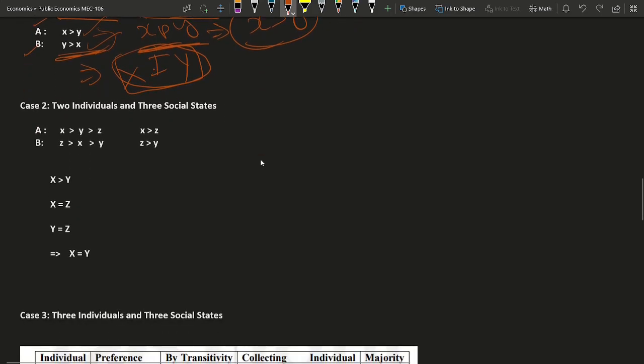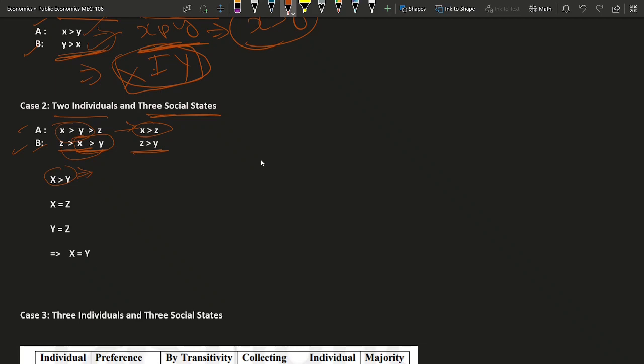The next case is two individuals and three social states. Suppose two individuals A and B. A's preference is X over Y and Y over Z, so using the transitivity rule, X is preferred over Z. For B, Z is preferred over X and X is preferred over Y, so using transitivity, Z is preferred over Y. For both individuals A and B, X is preferred over Y, so this case is unanimous.